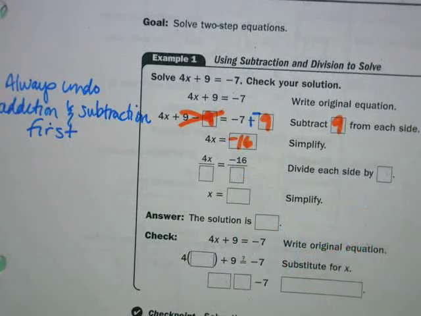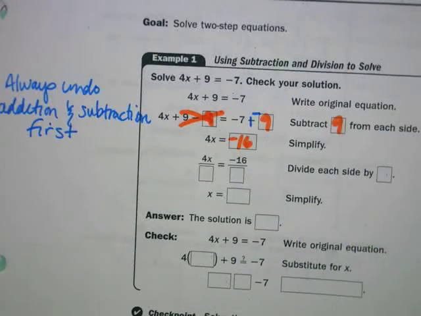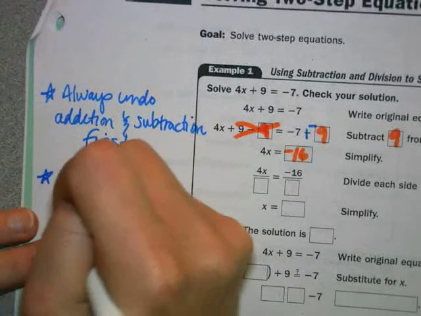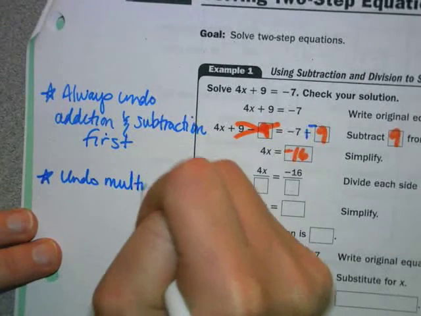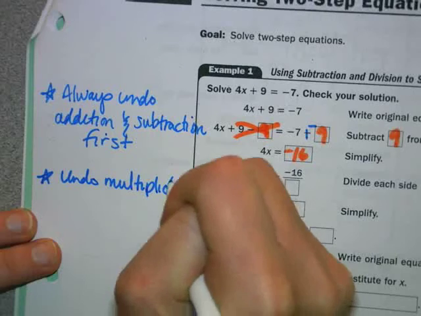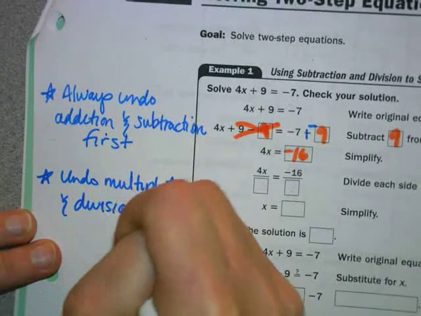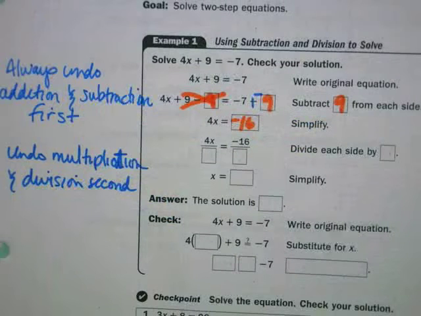Okay. All right. Now, after we undo addition or subtraction, what's second? We undo, you got it. So let's write that on the side. Undo multiplication and division second. Multiplied, so x equals negative 4. So the solution is negative 4.